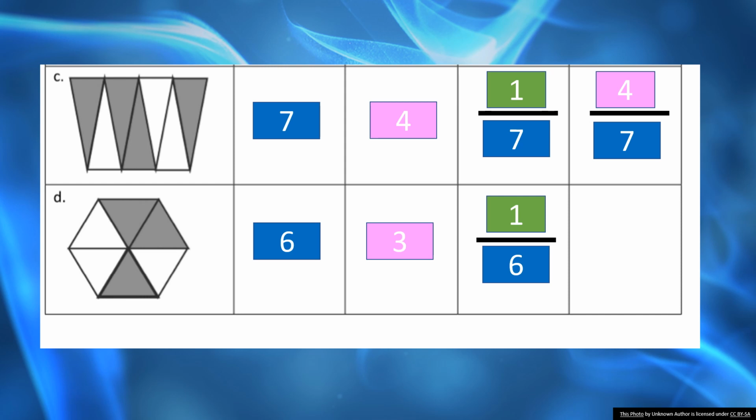All right, and what fraction represents the actual pieces that are shaded? Now again, how many pieces are shaded? 3. 3 out of how many total pieces? 6. So you read that as 3/6 are shaded. Now you may want to pause the video so that you can check your work against mine.